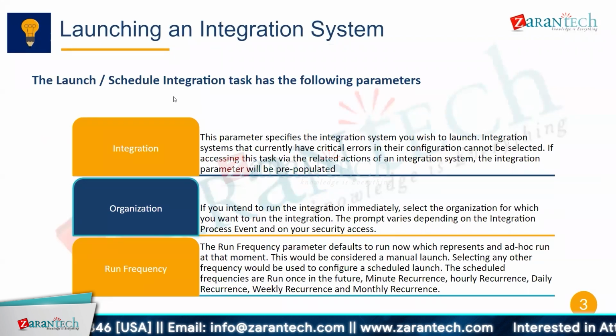All right, to launch or schedule an integration, the task has the following parameters: the integration itself, the organization, and the run frequency. The integration parameter defines the integration system you wish to launch. An integration system that currently has critical errors in the configuration cannot be selected or run. If accessing this task via the related actions of an integration system, the integration parameter will be pre-populated. If there are values defined in the integration, such as effective date or as of effective date, or organization types, what to include and what not to include, that can be made part of the integration template.